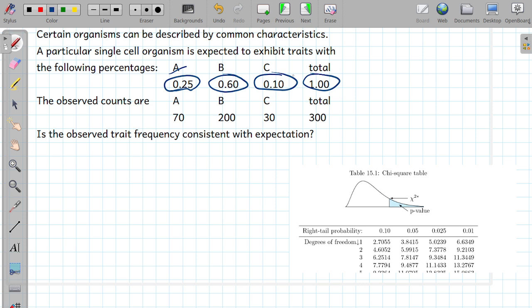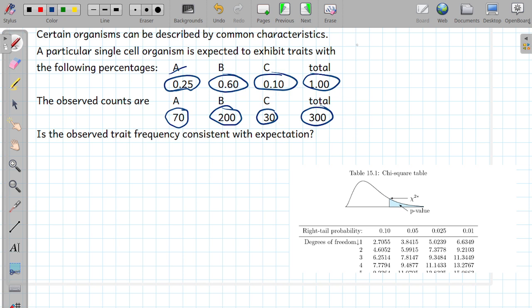Now, what do we observe? We observe a frequency of 70 appearances of trait A, 200 for trait B, and 30 for trait C, for a total of 300. Is the observed trait frequency consistent with what we expected to see? Well, this is a goodness of fit test, where I have given you the expected percentages. We just need to come up with the expected values now.